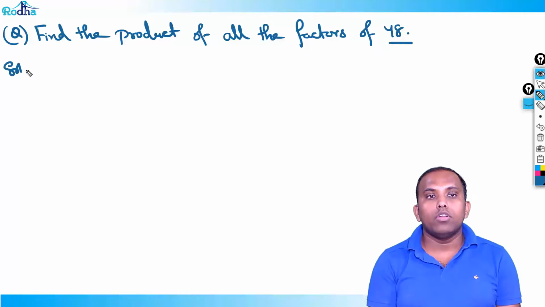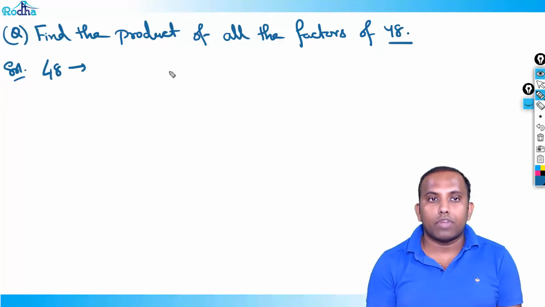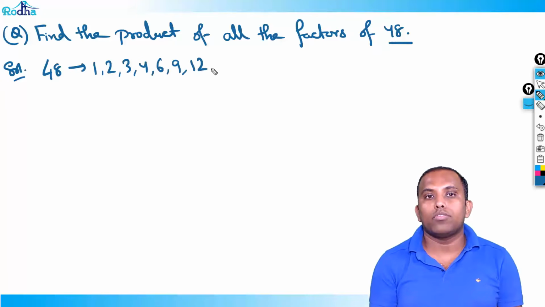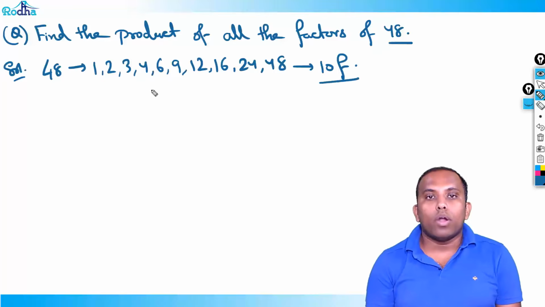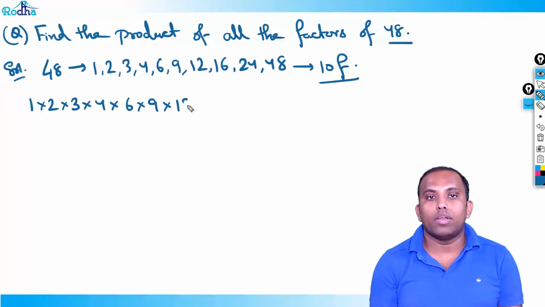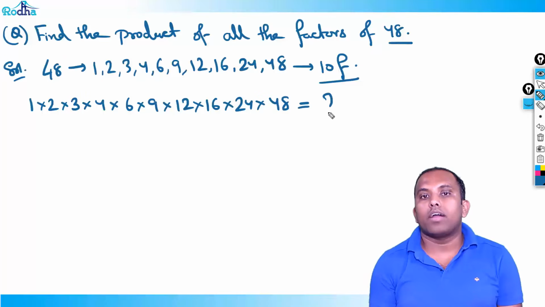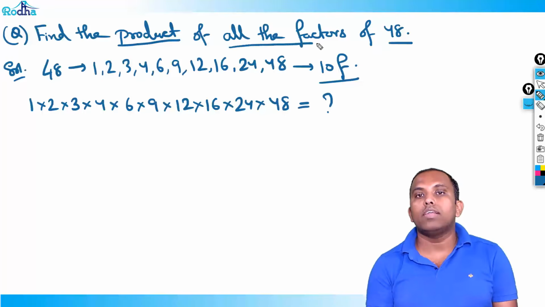For all the factors of 48, what should we do here? Again, let me write down all the factors of 48. We don't need to write it, but for understanding, we need to write it at first. 1, 2, 3, 4, 6, 9, 12, 16, 24, 48. We can see there are 10 factors here. What I am asked here is 1 into 2 into 3 into 4 into 6 into 9 into 12 into 16 into 24 into 48. The result is asked. What is this result?